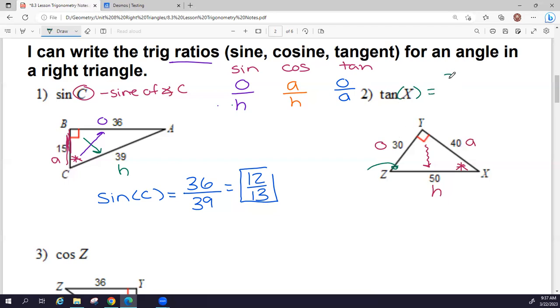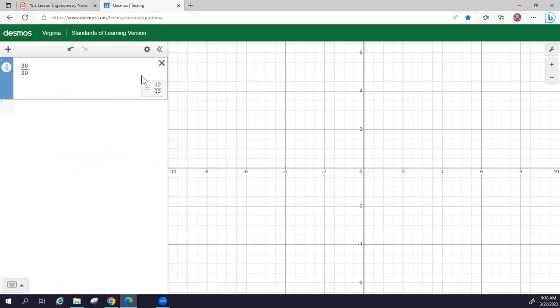If we want to know the tangent of angle X, we need the opposite side, that is 30. We're going to divide it by the adjacent side, which is 40. And then we can simplify that in Desmos if you want, or if you know it's 3/4, you should always simplify it.